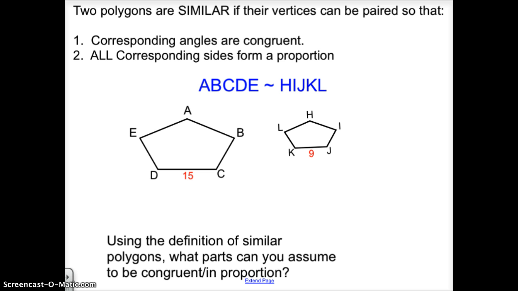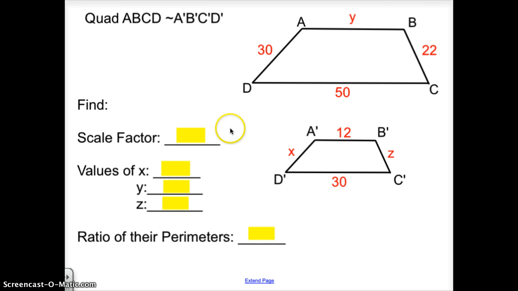Take a second now and use that information to look at numbers 4, 5, and 6 to determine missing angles. In this example, we have quadrilateral ABCD is similar to quadrilateral, and this is how it's noted: A prime, B prime, C prime, D prime. So the 2 are related and they are similar, and therefore the scale factor is the ratio of the first figure to the second figure.